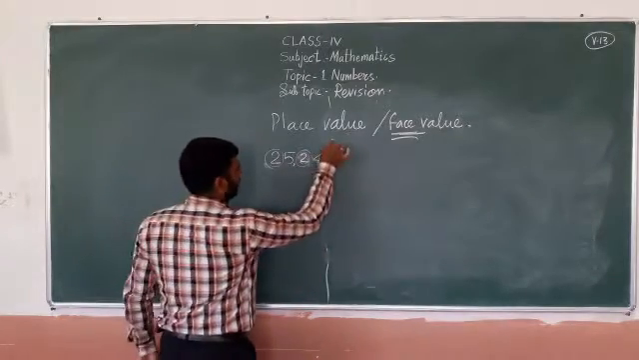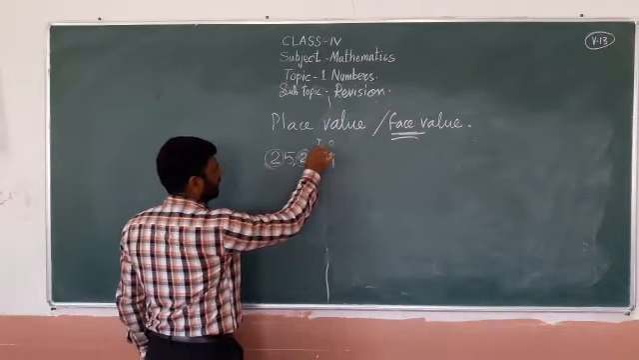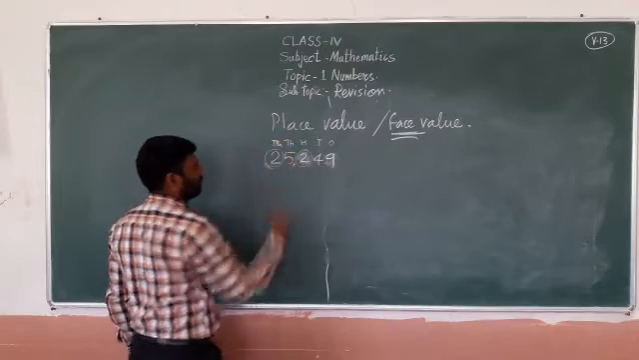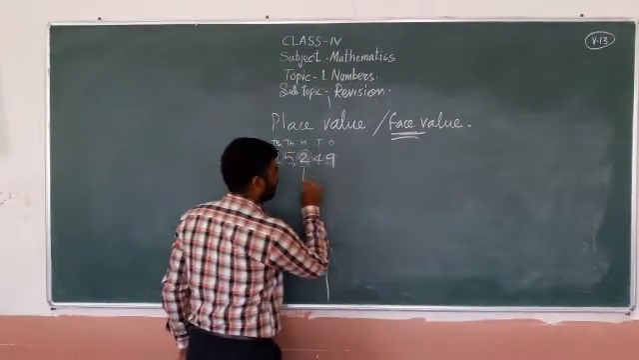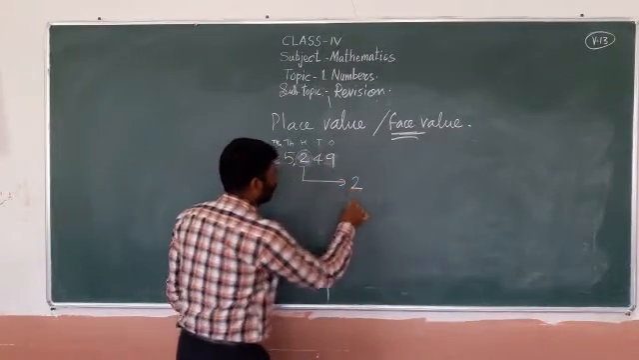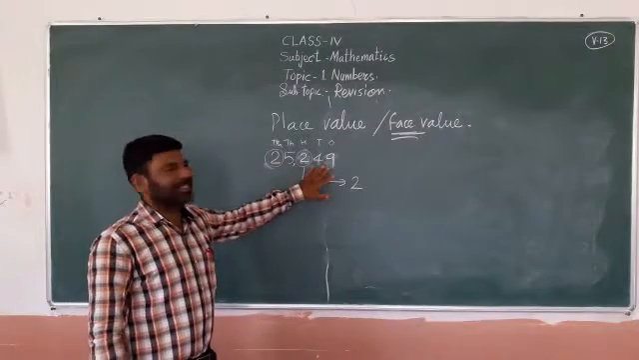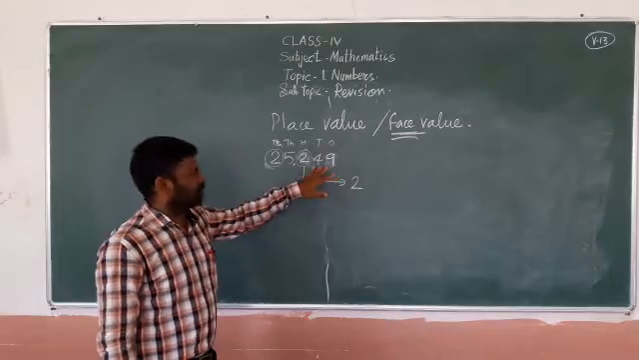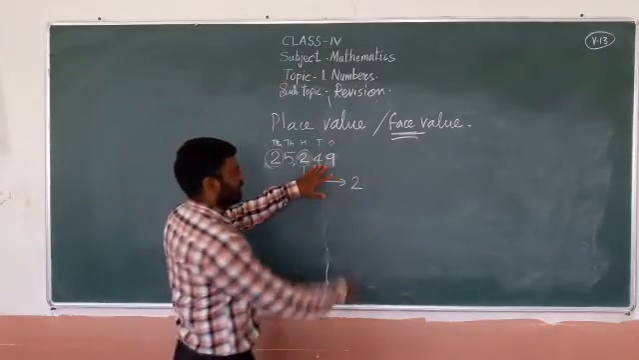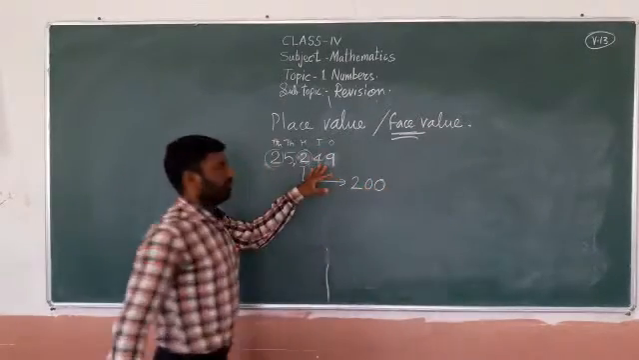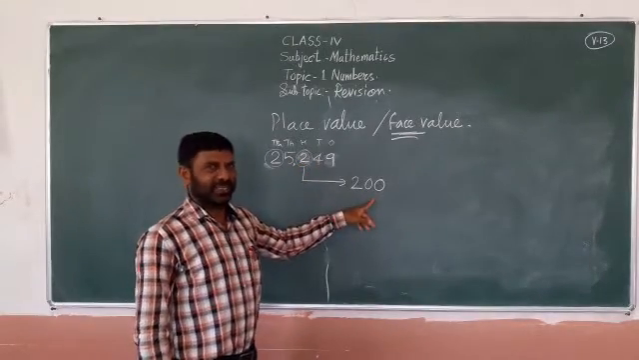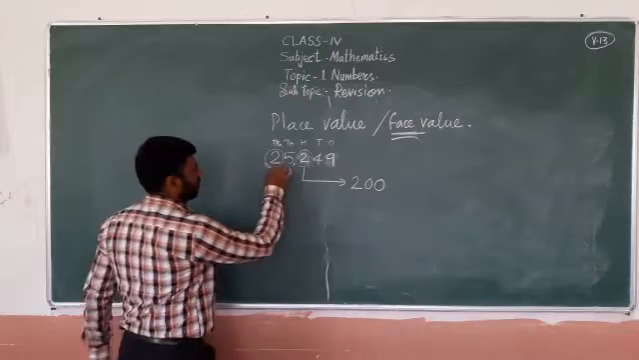It's very easy, right? Place value: 1, 10, ones, tens, 100, 1000, 10,000. Very simple. 2. After 2, how many digits are there? 4 and 9, means 2 digits are there. Means 2 places, so put that many zeros. The place value of 2 here is 200. It's very easy. Shortcut method.